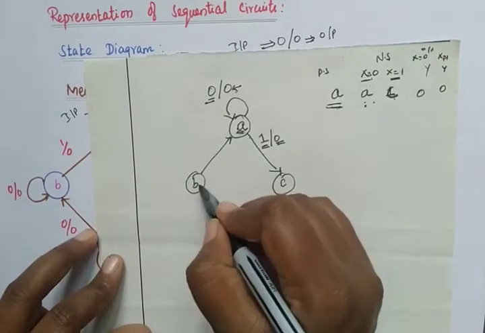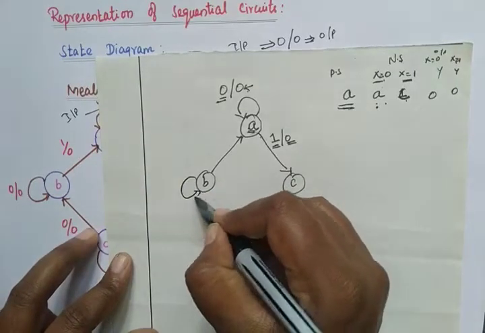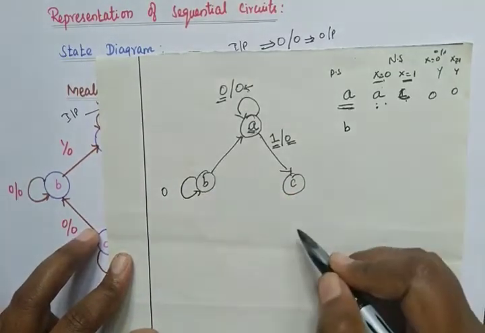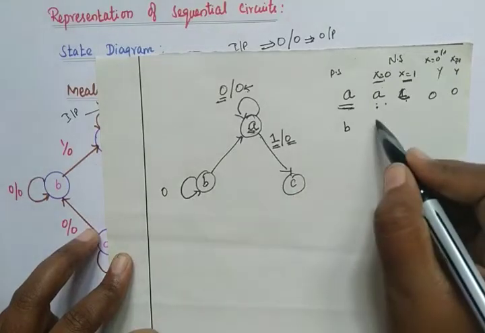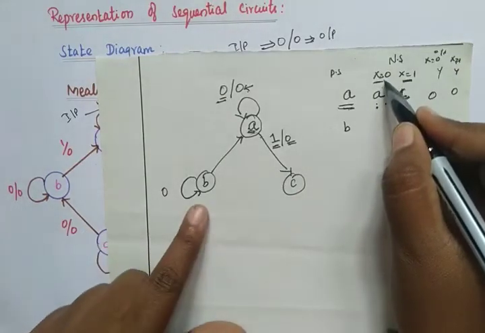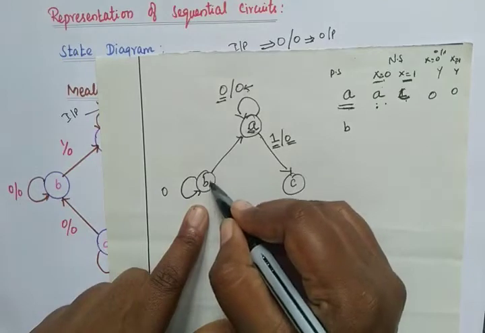Now let us consider B. When the input is 0, the next state is B, it remains in the same state.